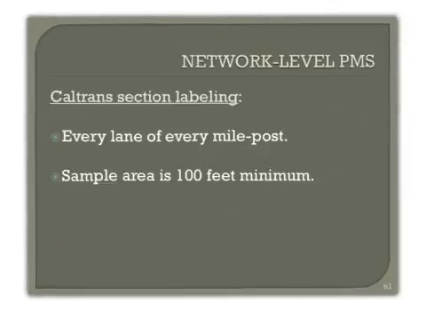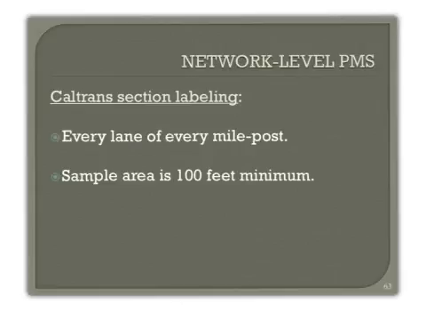I'm going to give you a couple of examples from other DOTs that I dealt with. For example, Caltrans section labeling treats every lane on every mile post as a different section, and the sample area would be 100 feet minimum. So from every lane, from every mile, they would have to sample a minimum of 100 feet, which is going to represent that section.